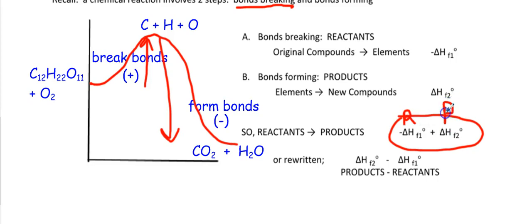Now, normally we don't like seeing a negative sign first and a positive sign next. So what if we were to flip this? Then it's the products minus reactants, all right? And this is the equation that you're going to want to use.